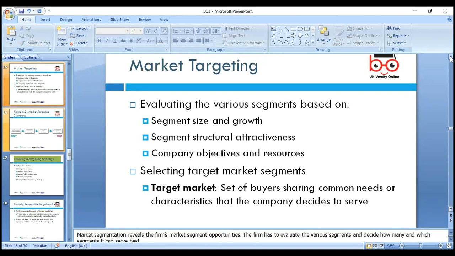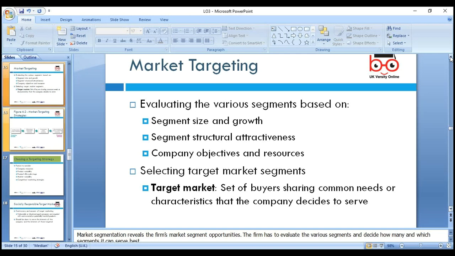Okay, so market targeting means evaluating the various segments based on segment size and growth. For segment size, when we look at newborn babies, maybe we can think about how many billions or millions of newborn babies there are, that's for Mothercare. And the growth there, of course, as I said earlier, comes from removing the restrictions, so people are looking at a second baby, a second child. So it can be a big market in China.